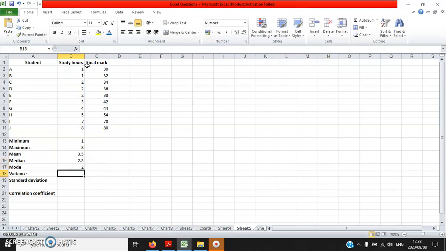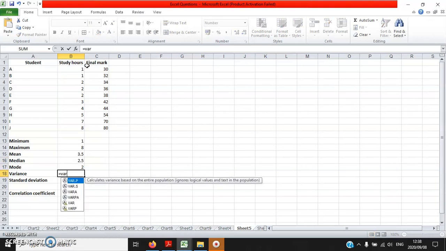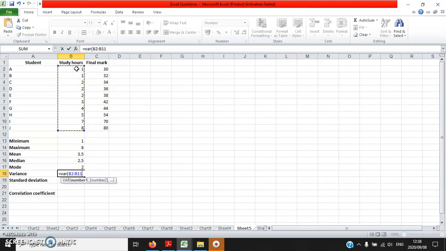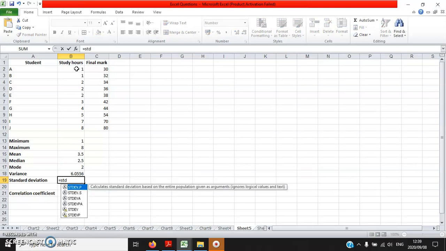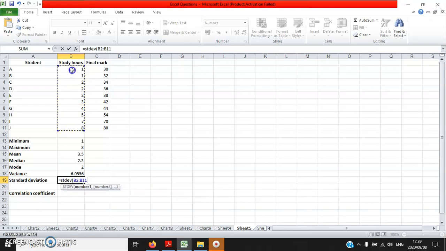2.5. Okay, variance is about the dispersion of the data, so equals variance, VAR, from a sample of 10 students, then the same data range. Okay, so VAR, keep that in mind. And then the next one, standard deviation. I think the keyword is STDEV. Yeah, standard deviation. STDEV, yes. Same data range. Actually, standard deviation is the square root of your variance.